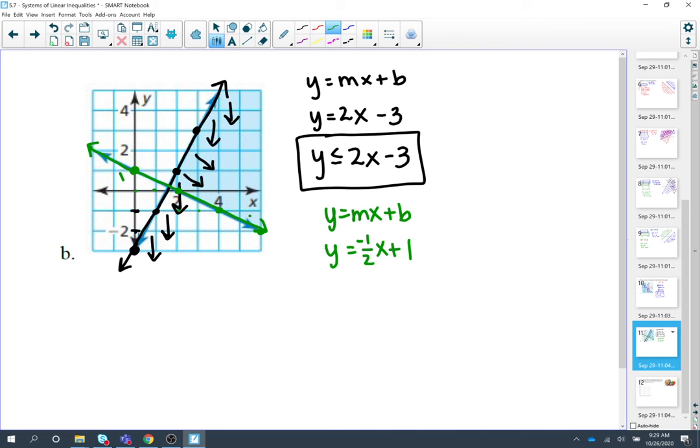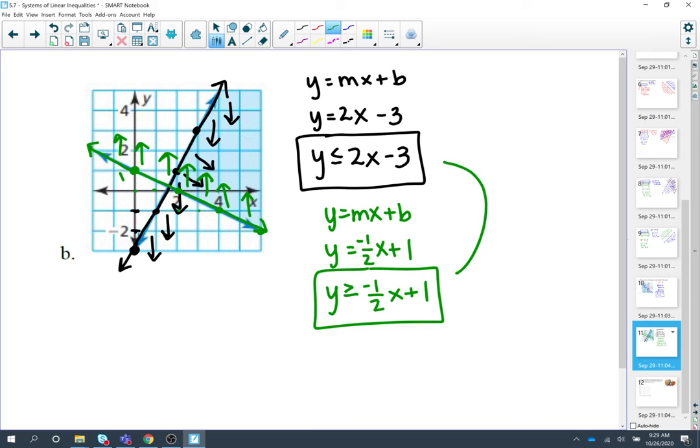Then we kind of shaded this way from that line. So if we shaded that way, and again, it's not up here because we were just looking for the overlap of the green and the black arrows. So right in here, but that's above. So y is greater than, it's a solid line, or equal to, negative 1/2 x plus 1. So when you put these two together, that is your system that is graphed.